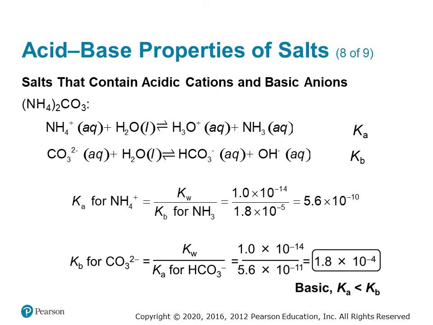So getting back to ammonium carbonate specifically, we can calculate the Ka for ammonium ions and the Kb for carbonate ions. These might be provided for you outright, or we can calculate them from each ion's conjugate acid or base. In this case, the Ka for ammonium is 5.6 times 10 to the minus 10, and the Kb for carbonate ions is 1.8 times 10 to the minus 4. Since the Kb value is much larger, more than 100,000 times larger, a solution of ammonium carbonate will be basic overall.